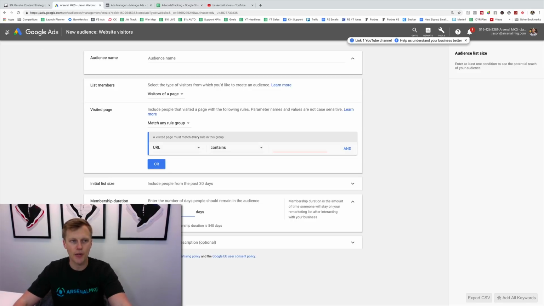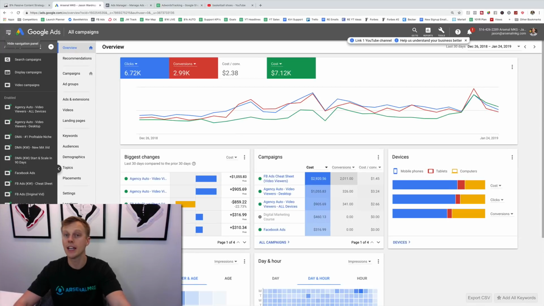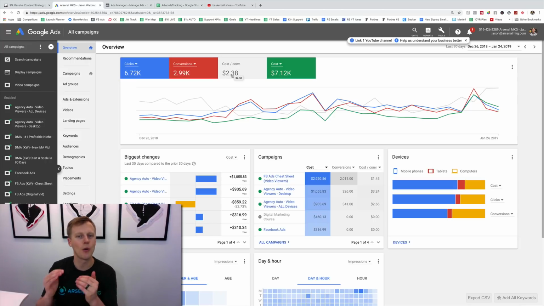Now jumping back over here, I want to show you guys the two campaigns that I've been running and that have been working very well for me. You can see I've got $2.38 leads, which honestly is kind of tying in some other campaigns that are not focused on leads.